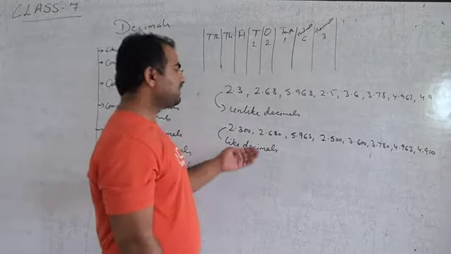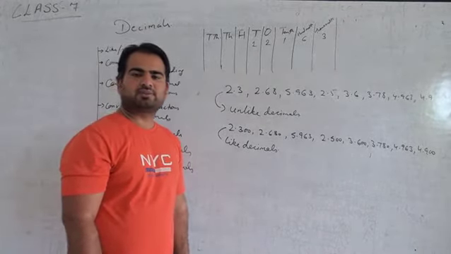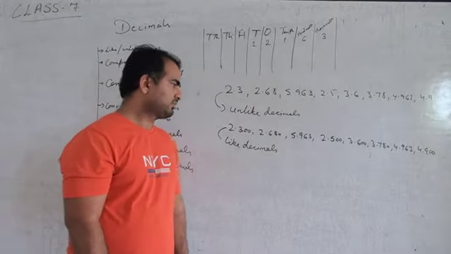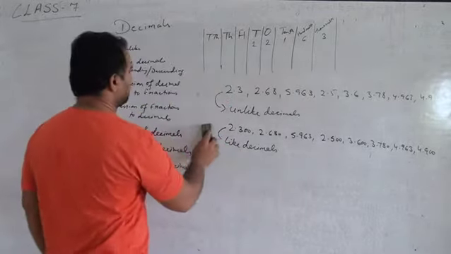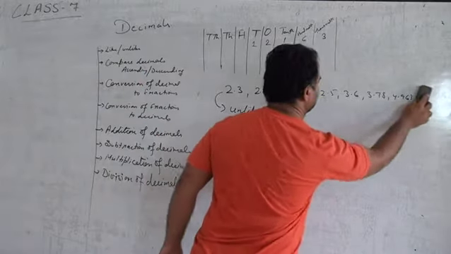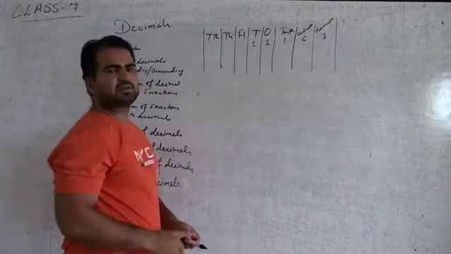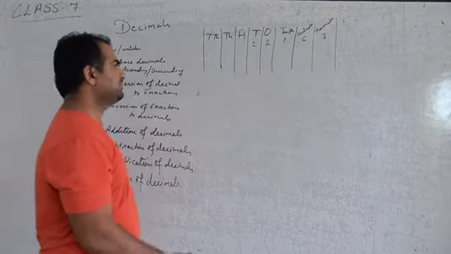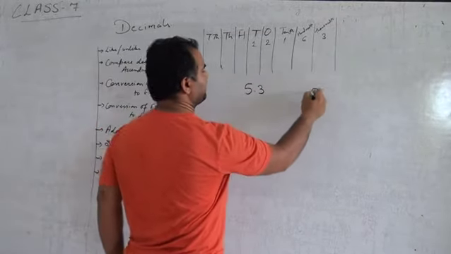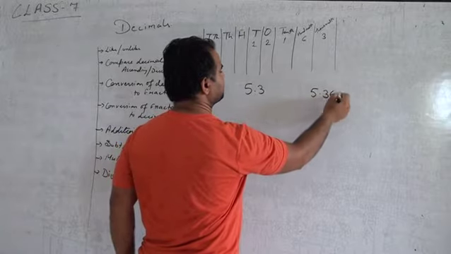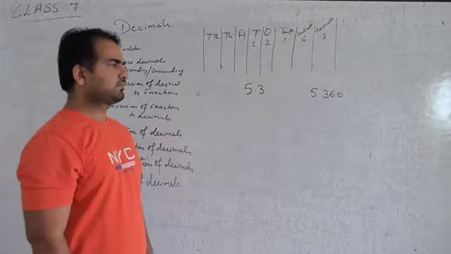Now you can compare which decimal number is bigger and which one is smaller. So the next question is how to compare and find out which one is bigger and which one is smaller. For example, the numbers given are 5.3 and 5.360. Which one is bigger?